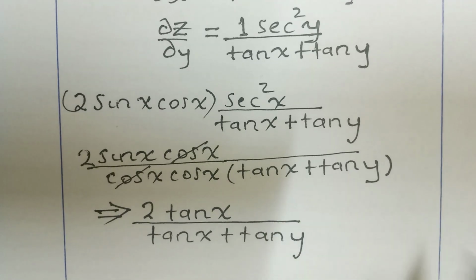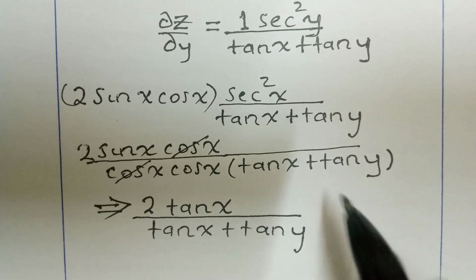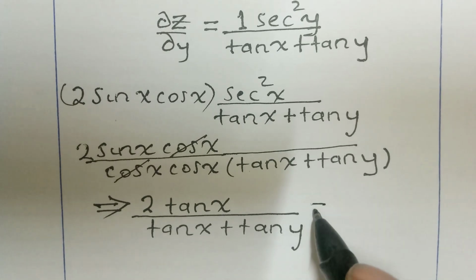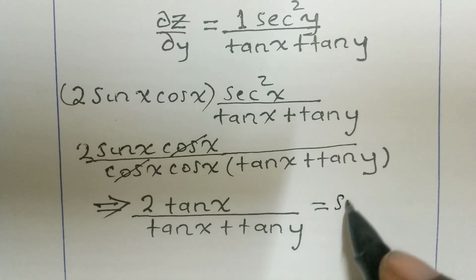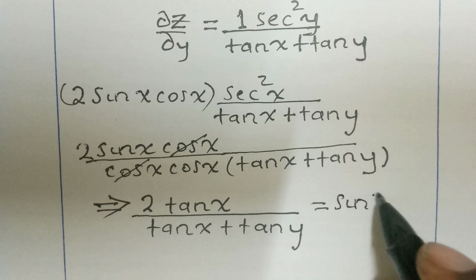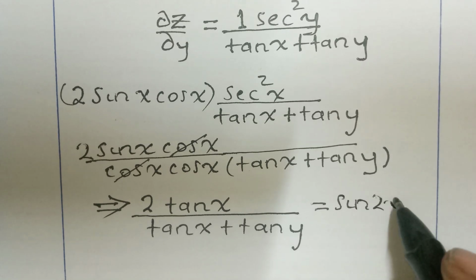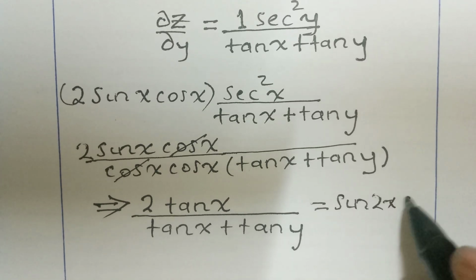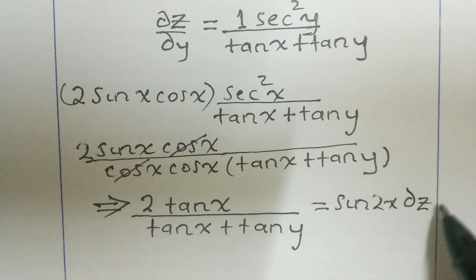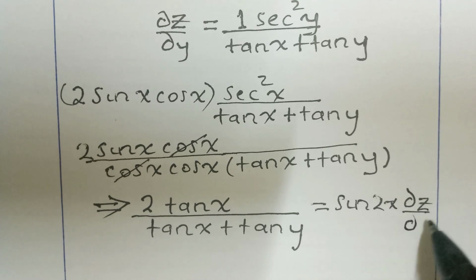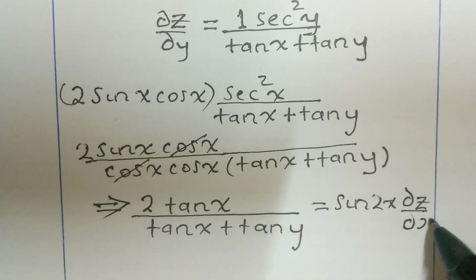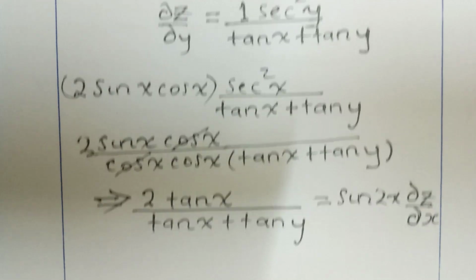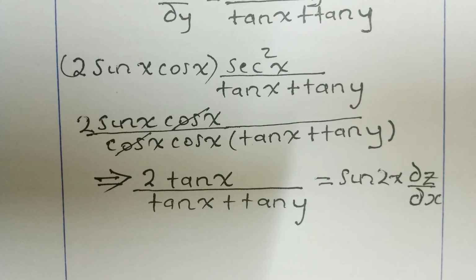Guys, this is our first result, which is supposed to be equal to sine 2x times the partial derivative of z with respect to x. So let's go to the second one, guys.